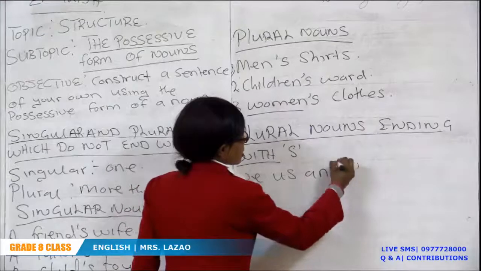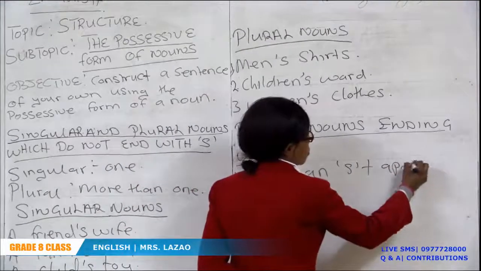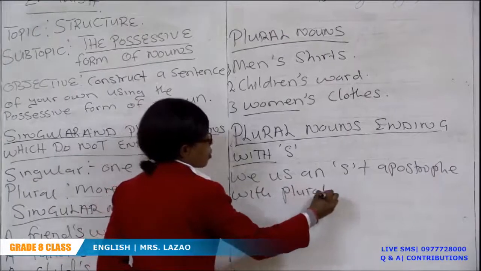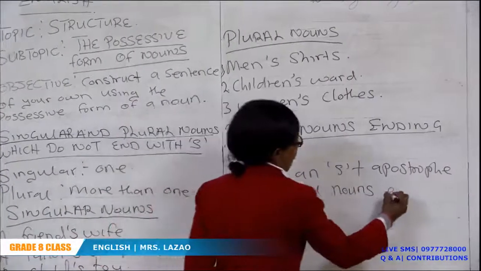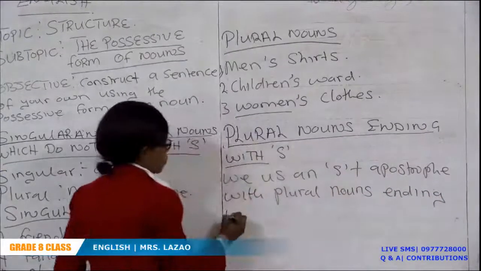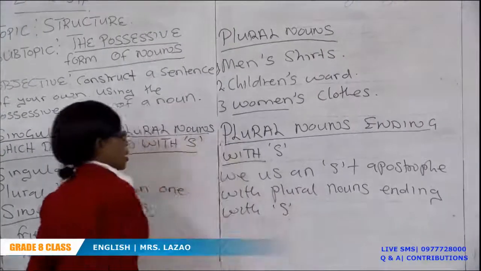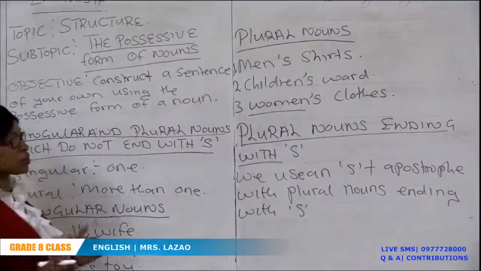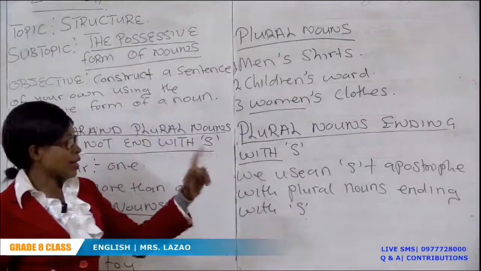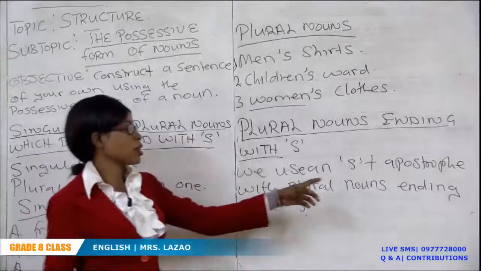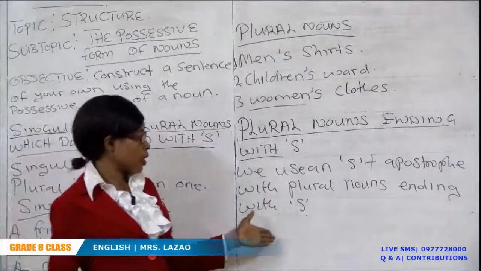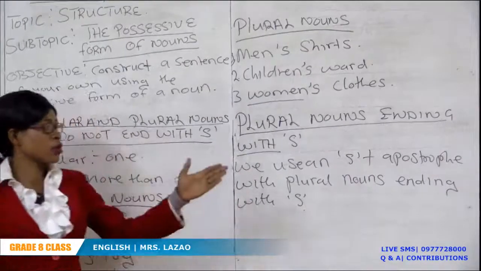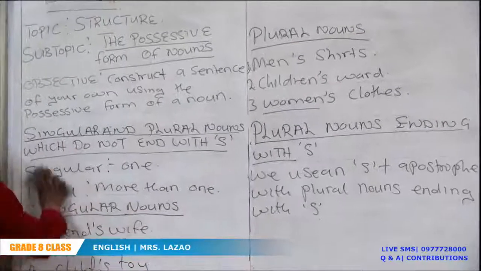We use an S plus apostrophe with plural nouns ending with S. What do I mean when I say we use an S plus apostrophe with plural nouns ending with S? Okay, let me write some examples for you.